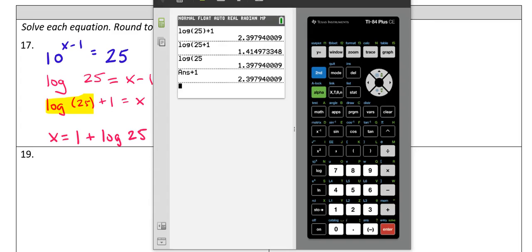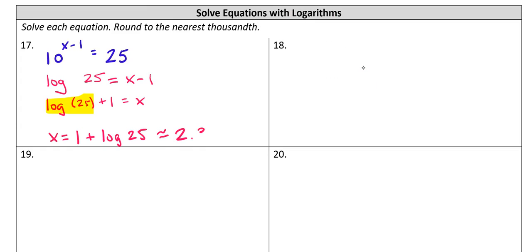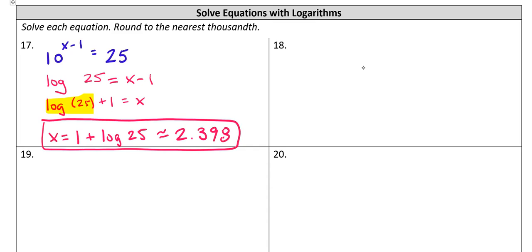So they told us here to round to the nearest thousandth. So that's 3 decimal places, so 2.398. 2.398 is the approximate answer for x. Again, if we want the exact answer, we write it with the logarithm. The approximate would be a decimal. Okay, so since it said approximate, we're doing approximate.